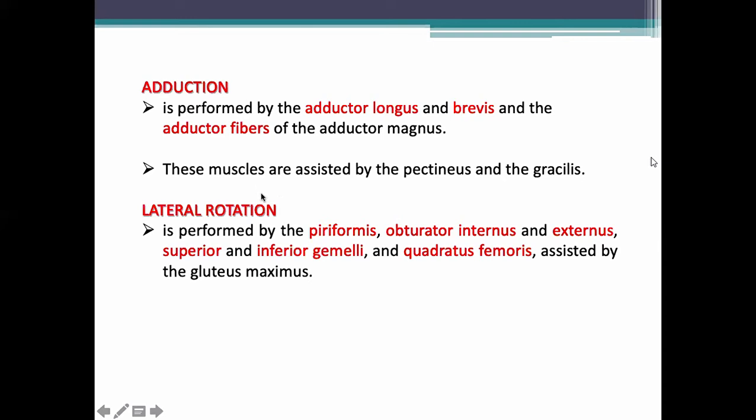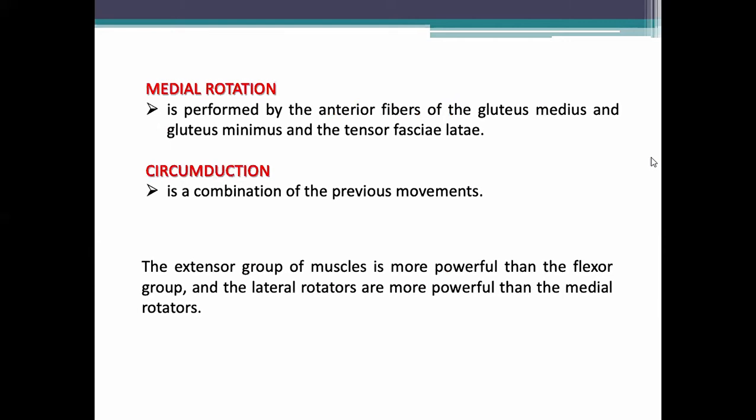While lateral rotation is performed by the piriformis, obturator internus and externus, superior and inferior gemelli, and quadratus femoris, assisted by the gluteus maximus. Medial rotation is performed by the anterior fibers of the gluteus medius and minimus and the tensor fasciae latae. While circumduction is the combination of all the previous movements.